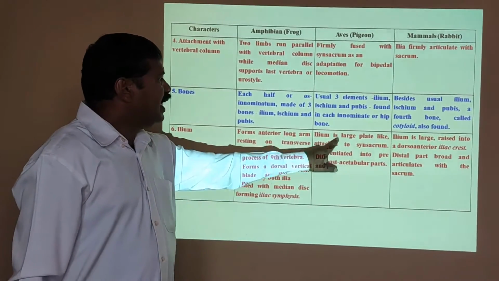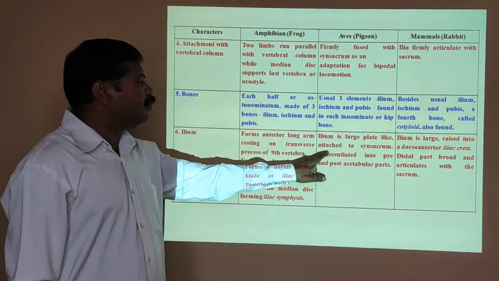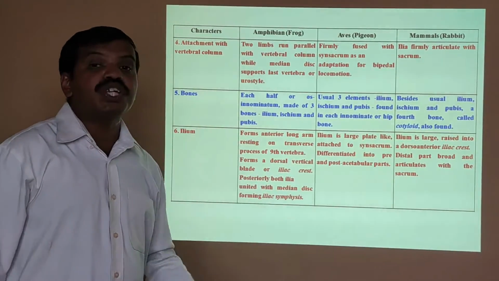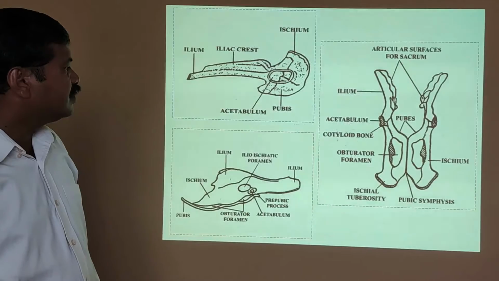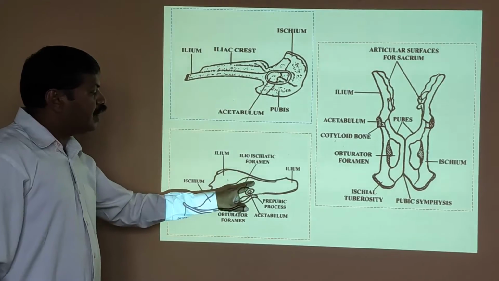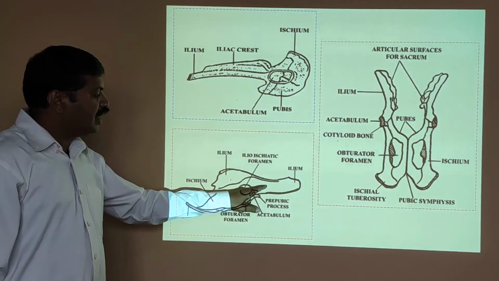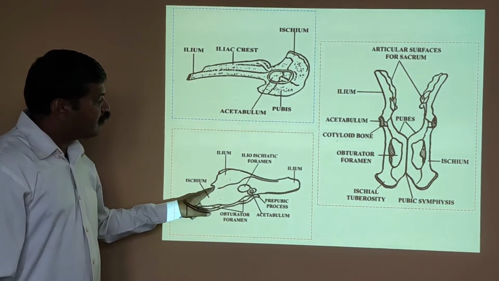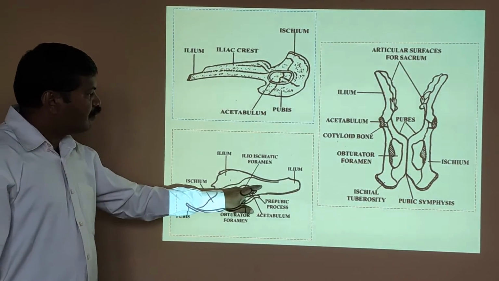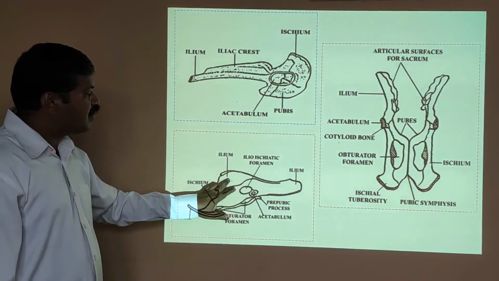The next is, in case of pigeon, the ilium is a large plate-like bone attached to the synsacrum, differentiated into pre- and post-acetabular parts. This can be seen here. See, this is the ilium. It occupies the largest portion in the skeletal system. So it occupies up to here. You can see, this is the anterior portion and this is the posterior portion. So the ilium, this is the anterior, and the largest portion of the synsacrum is occupied by the ilium.